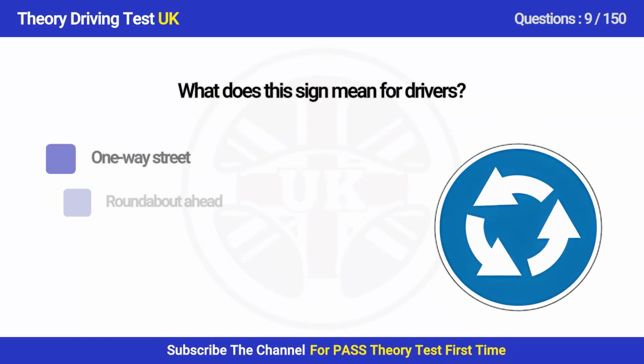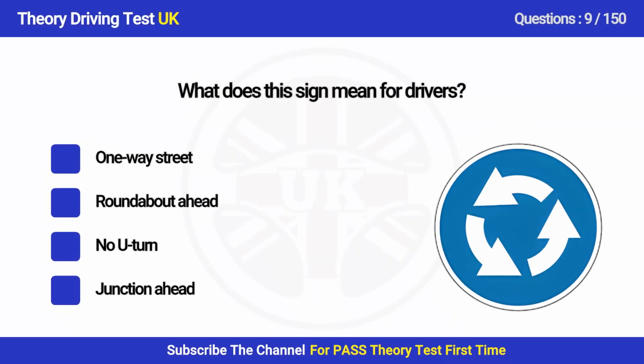Question 9. What does this sign mean for drivers? A. One-way street. B. Roundabout ahead. C. No U-turn. D. Junction ahead.